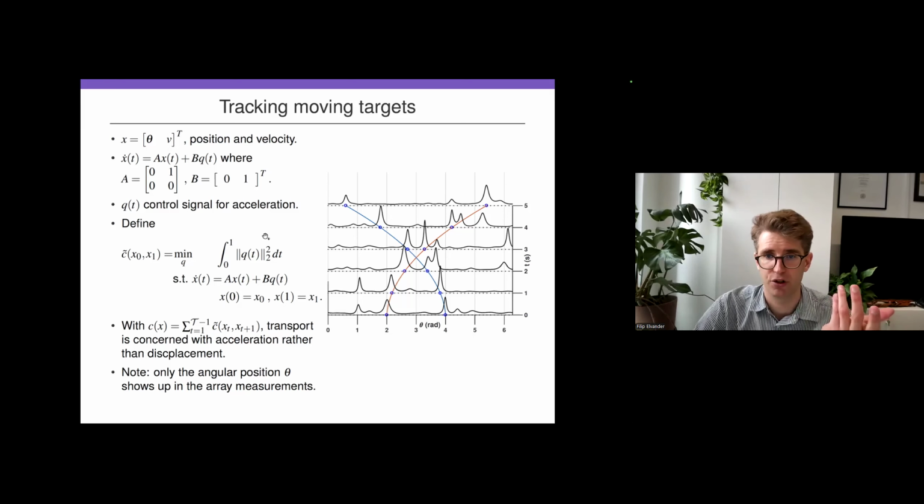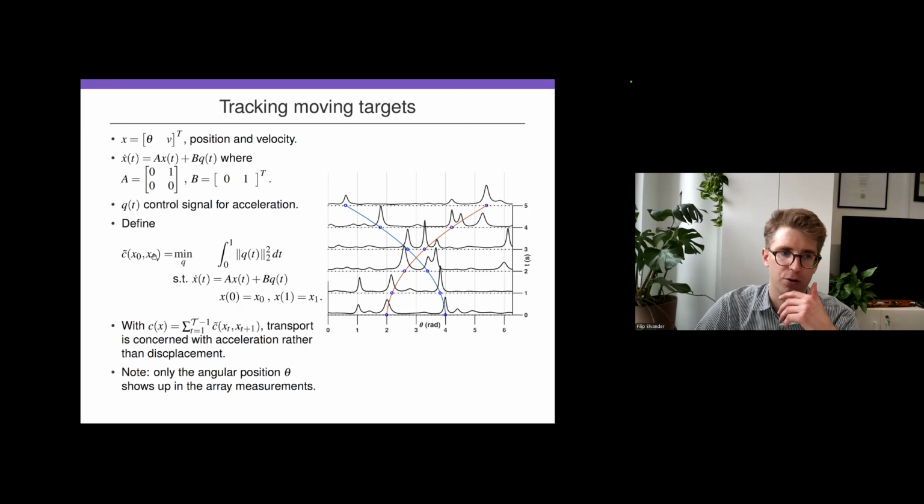So let's say, for example, we take this setting and introduce a hidden state. We have the angular position, which would actually manifest in the array measurements, and then we also have the object velocity. Then we can write up a simple model for how the dynamics work by writing it in a linear state space equation, or state space form.